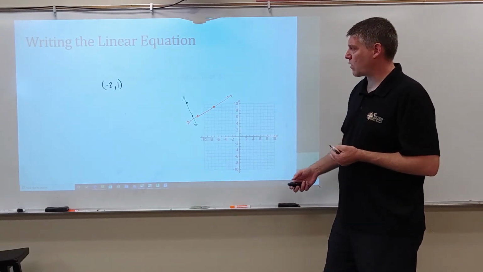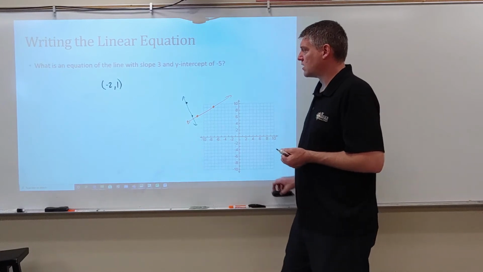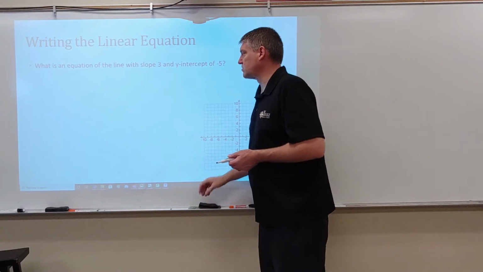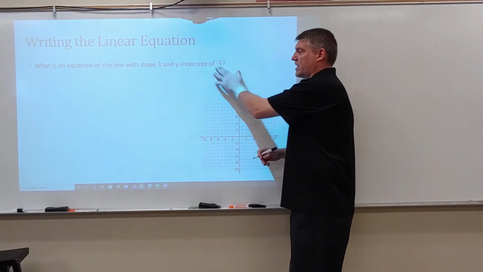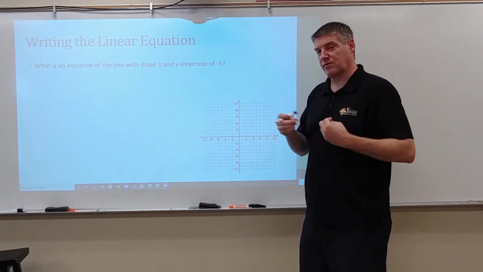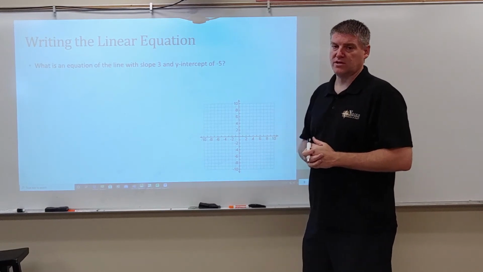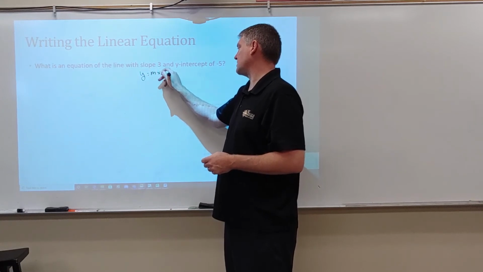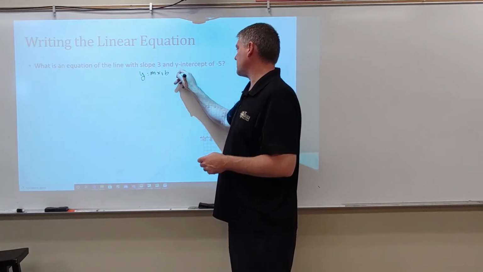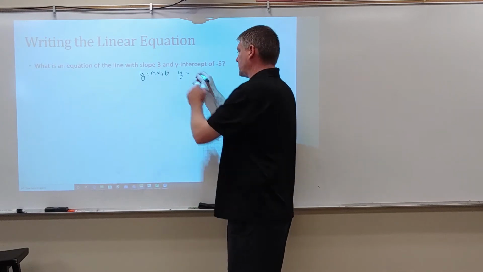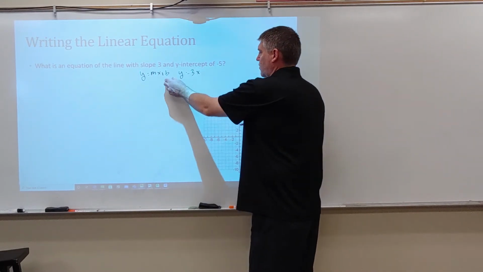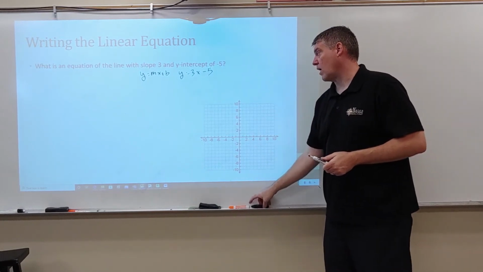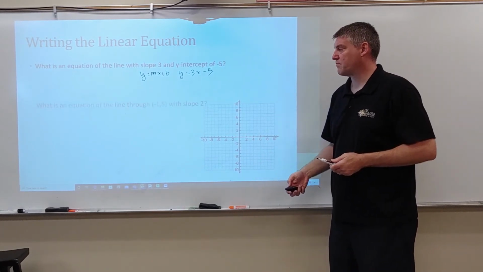Okay, so now we're going to write an equation. So now it says I have a slope of 3 and a y-intercept of negative 5. Since I have slope and y-intercept, I'm going to use my slope-intercept form. So y equals mx plus b. Well, that gives me y equals, I know my m, it's 3x. I know my b, it's negative 5. So there's my equation of the line: y equals 3x minus 5.